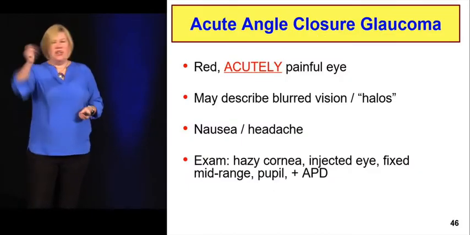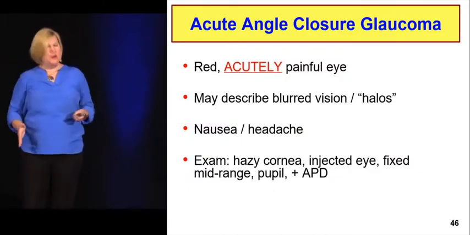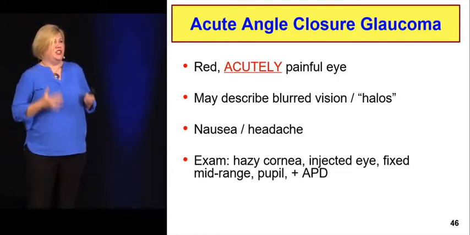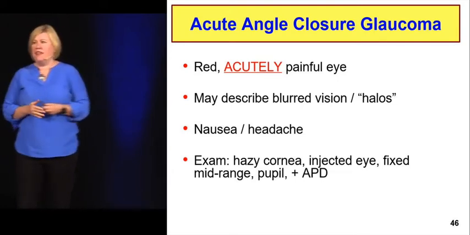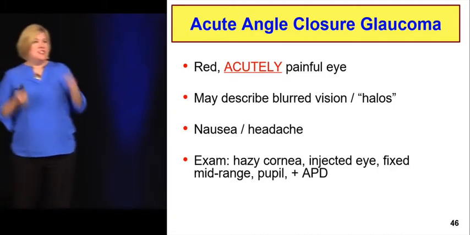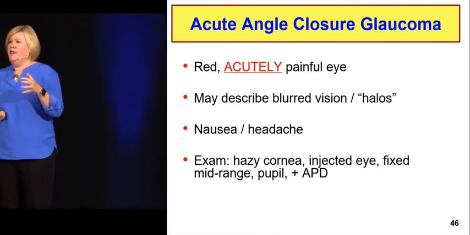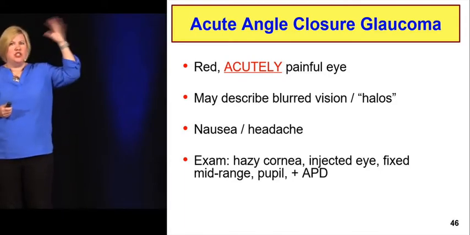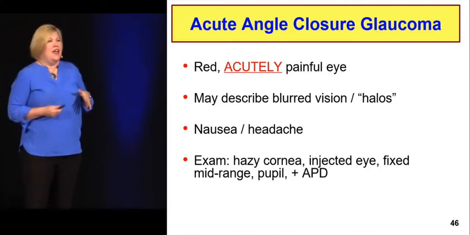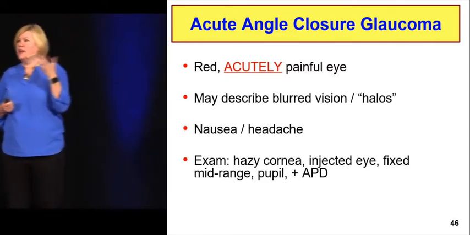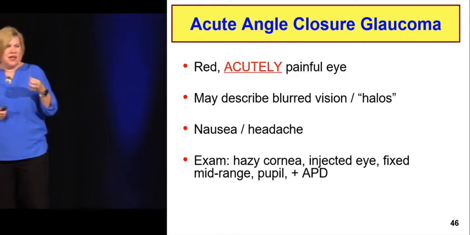All right, this one I want you to put a big star by, circle. This one you got to know. This will be on the test because it really is one of those ophthalmologic emergencies that's vision threatening that we have to recognize. This is the patient who has an acutely red, painful eye. They describe some blurred vision or halos around lights.